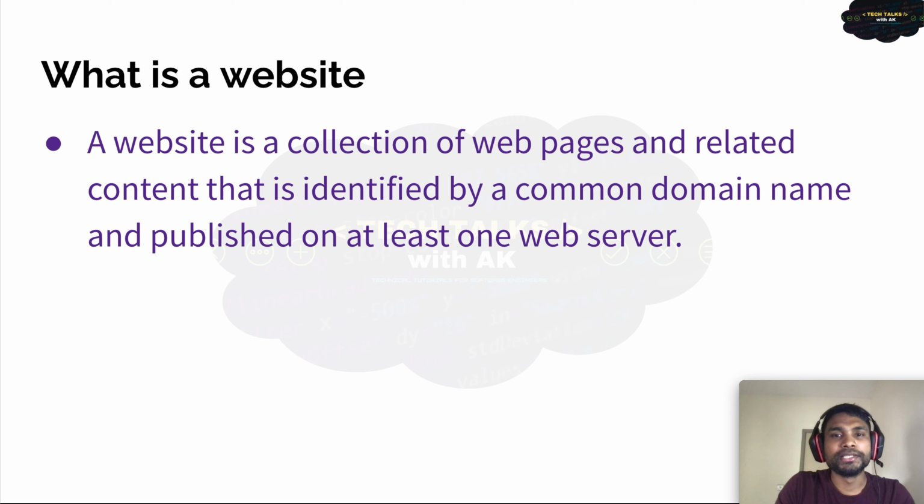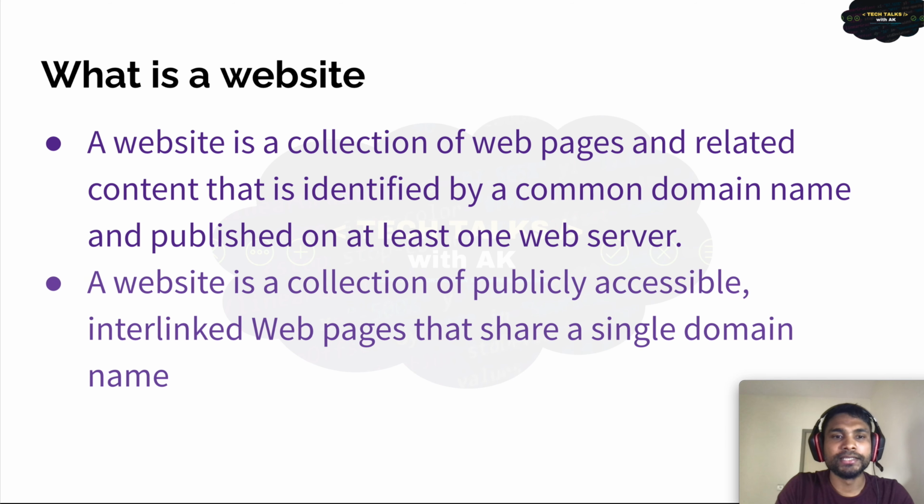A website is a collection of web pages and related content that is identified by a common domain name and published onto at least one server. This is the definition of a website by Wikipedia. But among software engineers, a website is considered a collection of publicly accessible, interlinked web pages that share a single domain name. Naturally, some people decided to learn and create them, meaning websites.